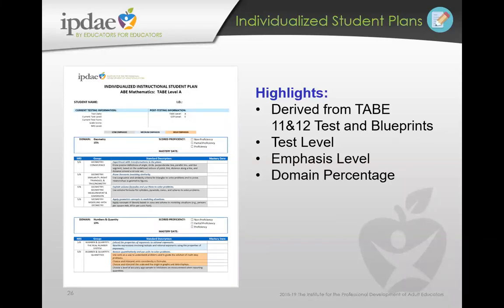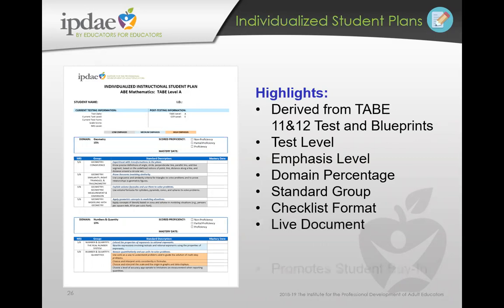So now I have a checklist to go by, and we put back the onus on the student, and the student develops a little bit more responsibility for their own education to make sure that they're able to learn all of those areas where they show partial or no proficiency. They're grouped by standards. It's kind of like a checklist format for you to use.